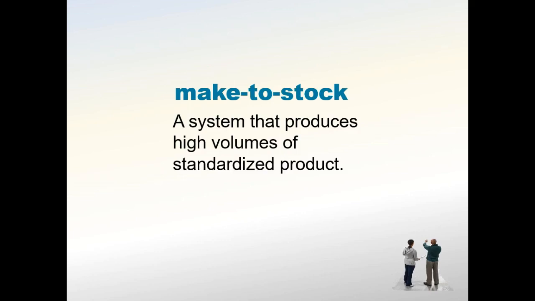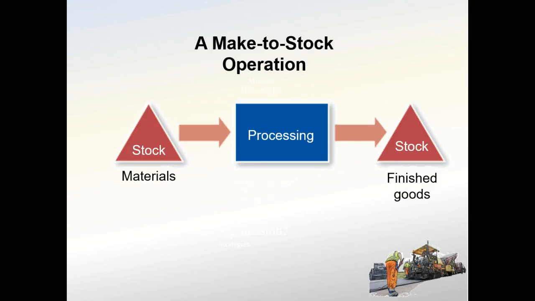A make-to-stock operation transforms inputs into highly standardized products. It is a system that produces high volumes of standardized product. And as figure 6.1 here illustrates, this process strategy consumes raw materials and works uninterrupted to create a stock of finished goods. The assembly line is a familiar form of make-to-stock production, producing goods that can be stored for later consumption by the consumer.